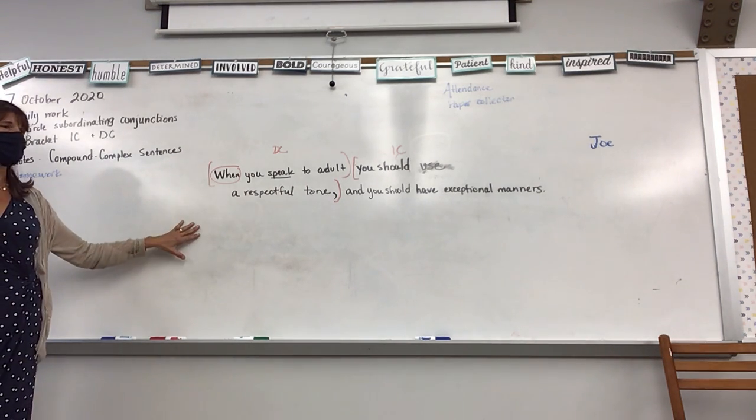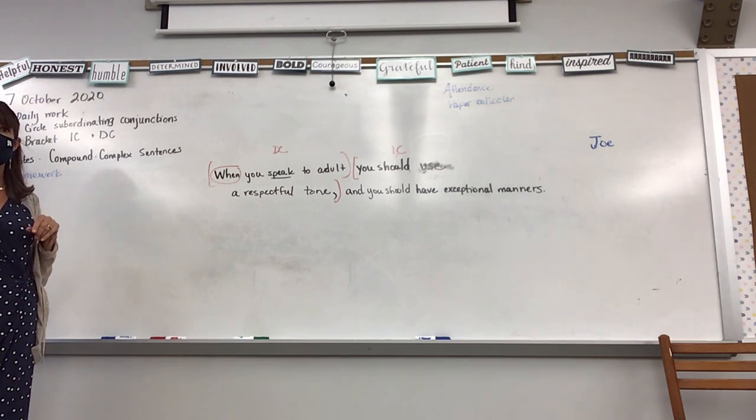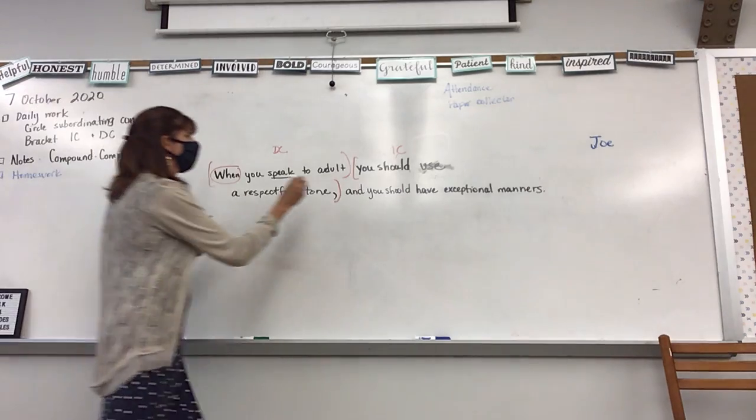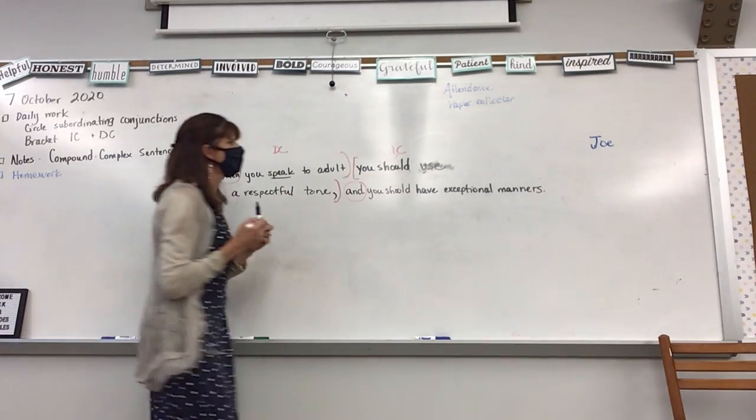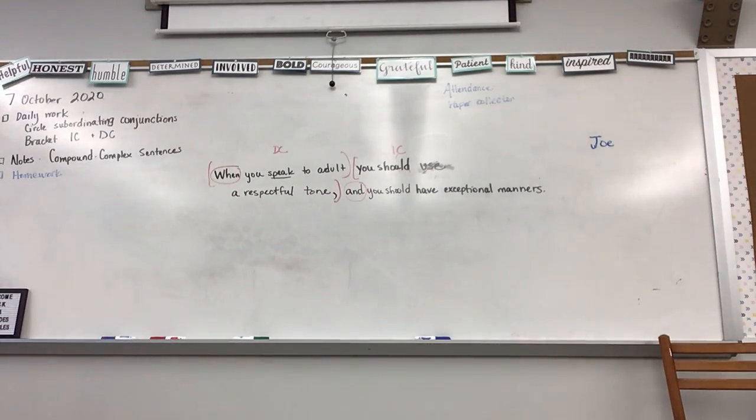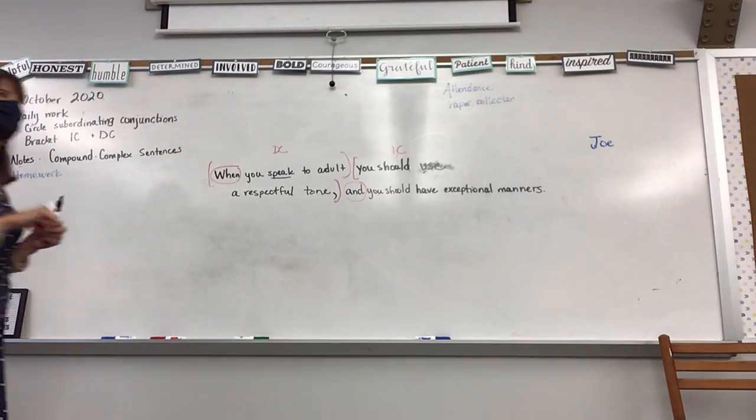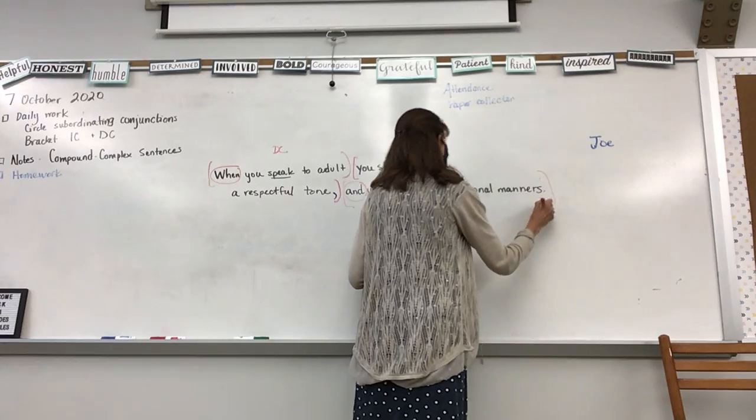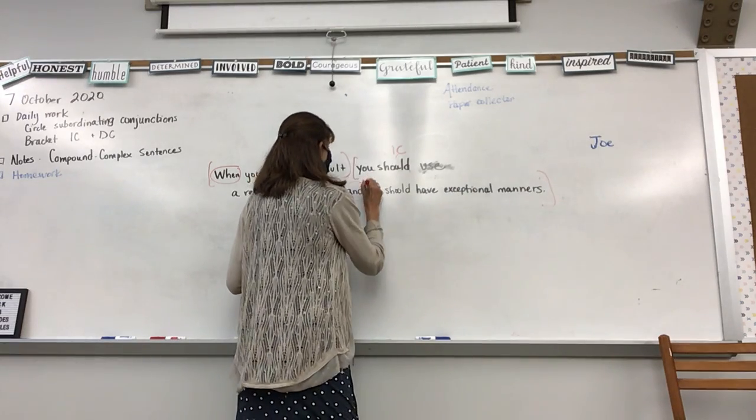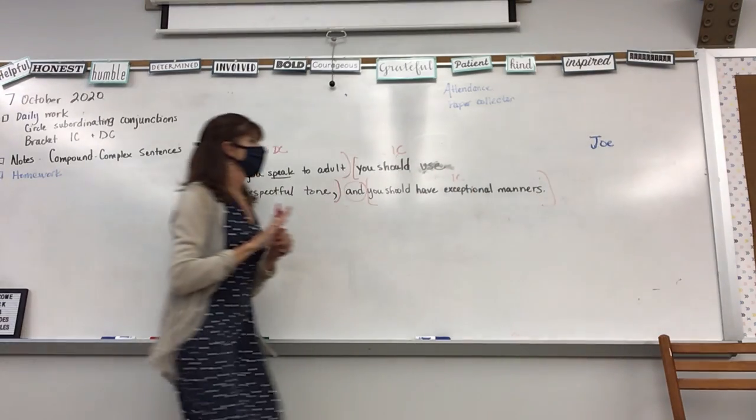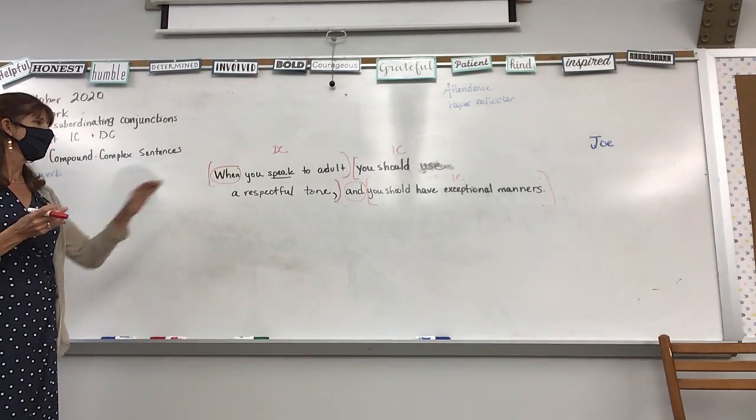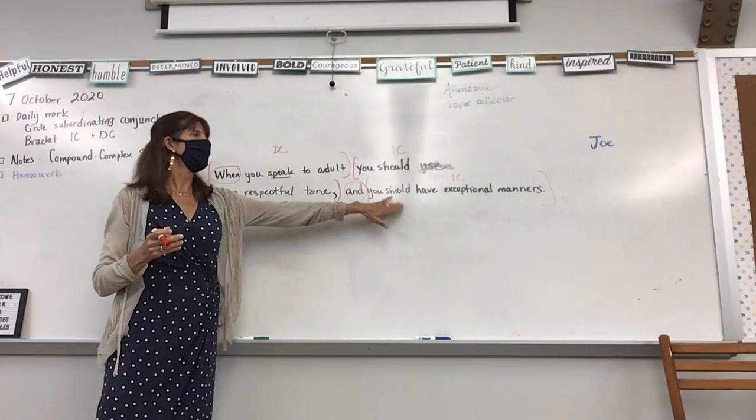What's the coordinating conjunction, Joy? And. And Sarah, what's the second independent clause? You should have exceptional manners. Okay, you should have exceptional manners. Yeah, there you go. Okay, so that's one way you can do it. You start with a complex sentence and you just add an independent clause.